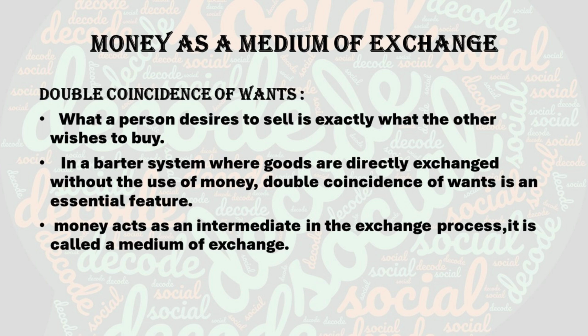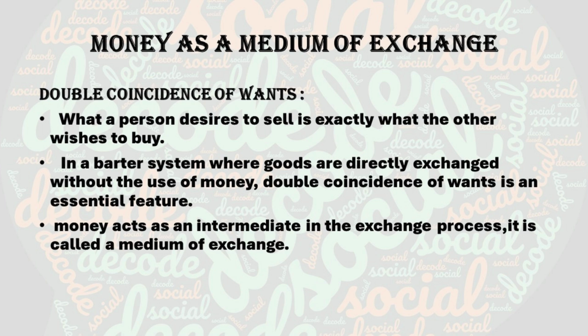So, to solve this problem, people started using money, something that everyone would accept in exchange for goods or services. That's how money became the medium of exchange. Now, you don't need to find someone who wants your goods, right? You can sell your goods for money and buy what you need later. For example, a farmer sells wheat for rupees 2000. He can use that money to buy clothes, seeds, or anything else he needs, right?